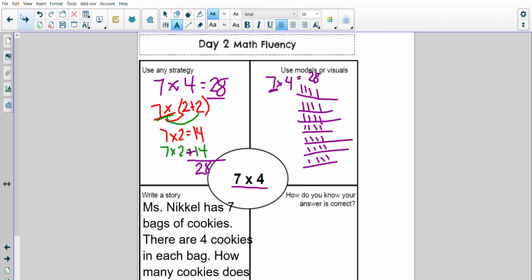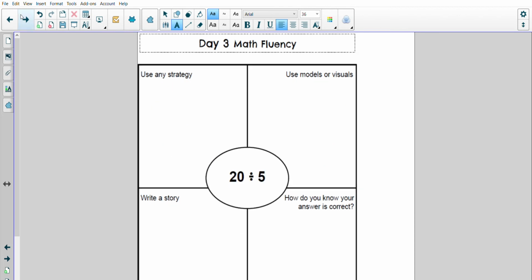All right, so we're going to do the same thing again for a division question. This is from your day 3 math fluency. It's 20 divided by 5. Again, any strategy I want. So let's take a look at repeated subtraction. It's something we haven't done in a while. I start with 20 divided by 5.